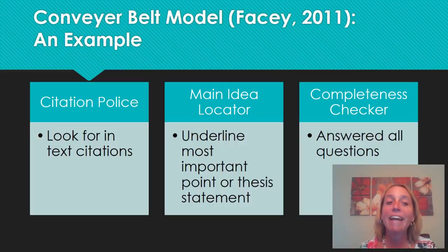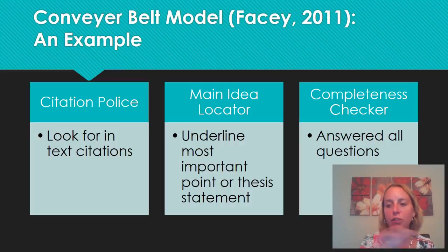When they get it back, now they've gotten feedback from 3 different groups. It might be individuals, or it could be partners working together on that feedback, and it's very specific. So when I do this process, my students really find that it works very well. And then as a peer reviewer, you also got to see 3 peer models that you worked with, although you only looked at it through one lens, either the citation lens, the main idea lens, or the completeness checker. So I hope that makes sense.